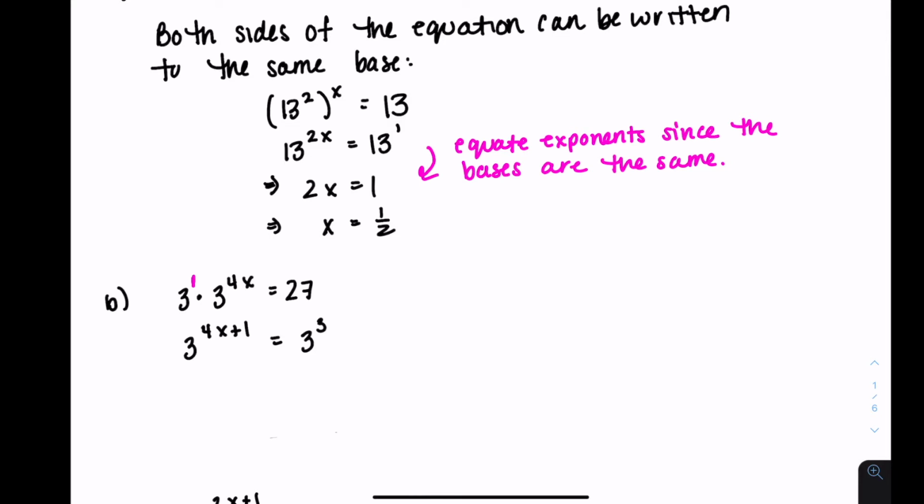So same thing, I've got the same base on both sides. That means those exponents must be equal. So solving this leads to solving 4x plus 1 equals 3, or 4x equals 2, or just x equals 2 over 4, or 1/2. So 1/2 will be the value that solves this original equation, okay?